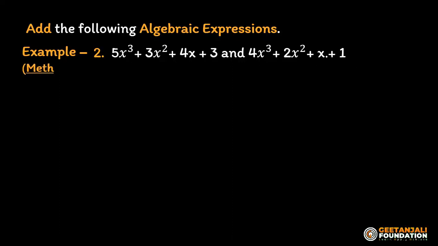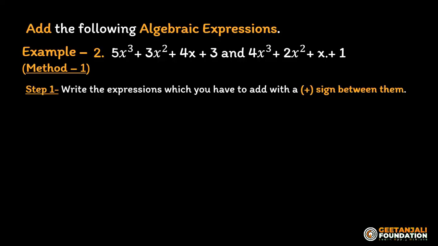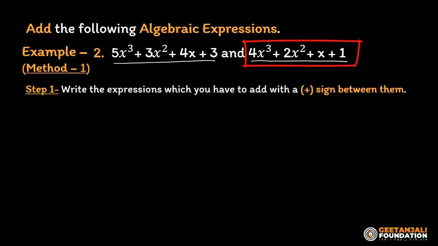So here we will follow method 1. I'm explaining two methods of adding these algebraic expressions. So this is the first method. Write the expressions which you have to add with a plus sign between them. So these are the expressions. This is the first expression and this is the second expression. So first of all, we will write these expressions with the plus sign between them.